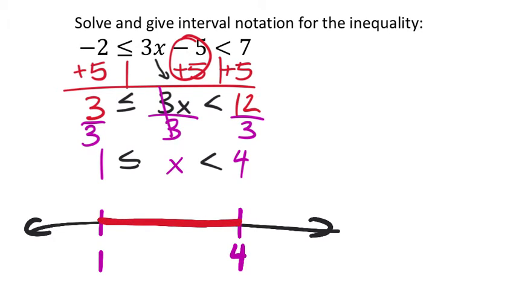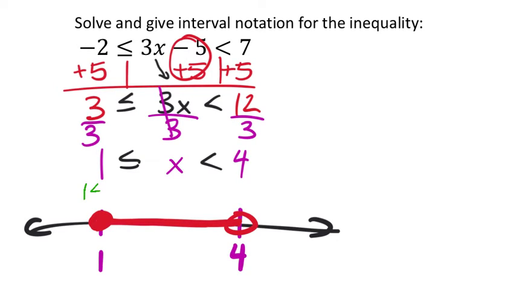But now comparing the values with x, 1 is less than or equal to x, so I get a closed circle at 1. And then at 4, it does not equal x, so that's an open circle right there. See?